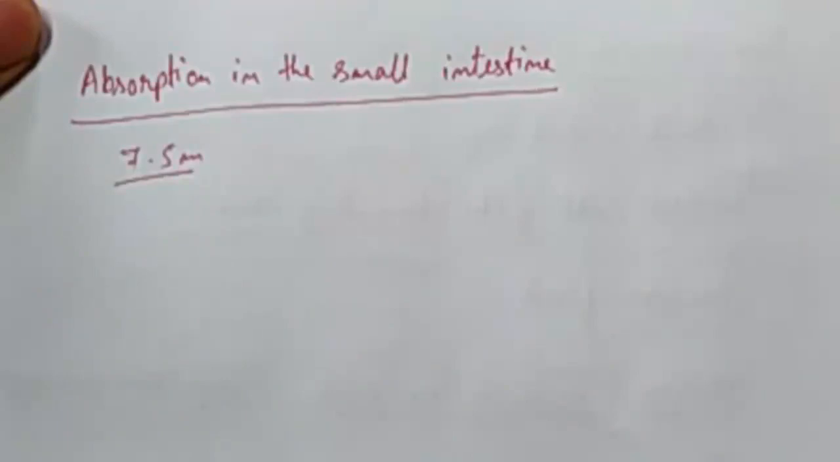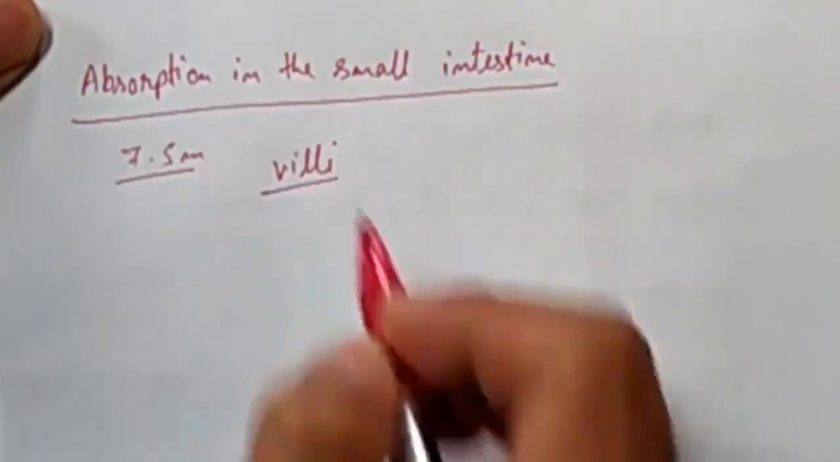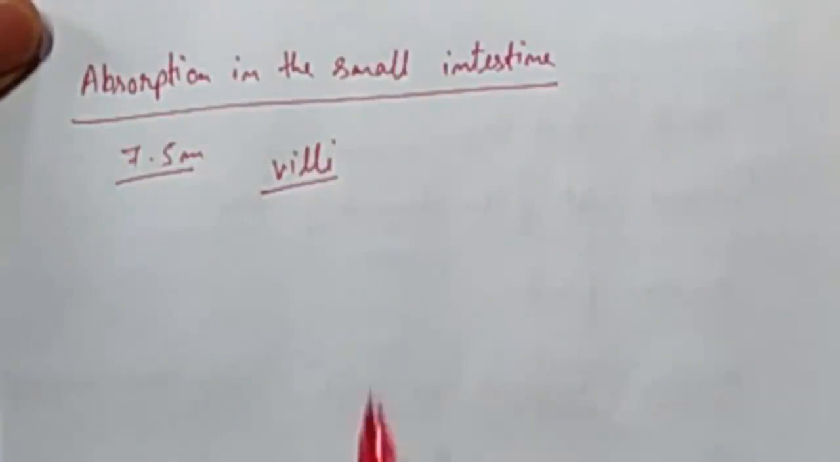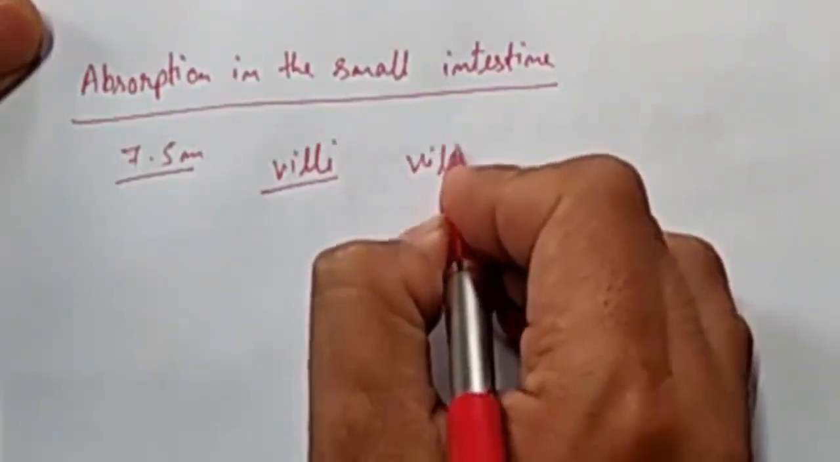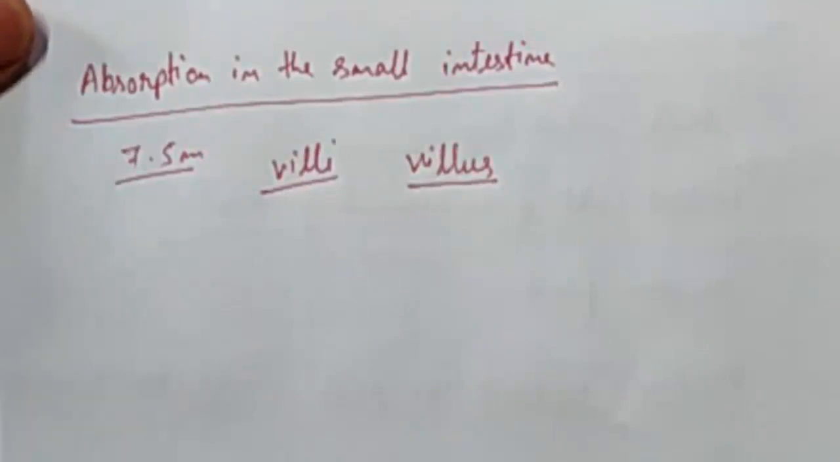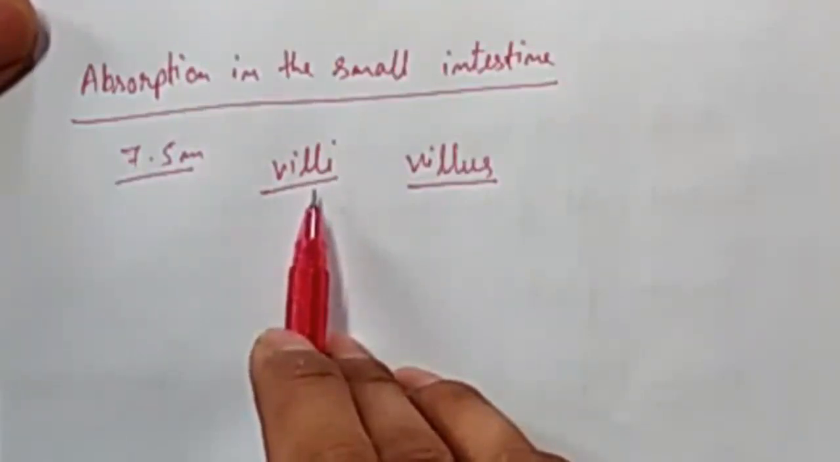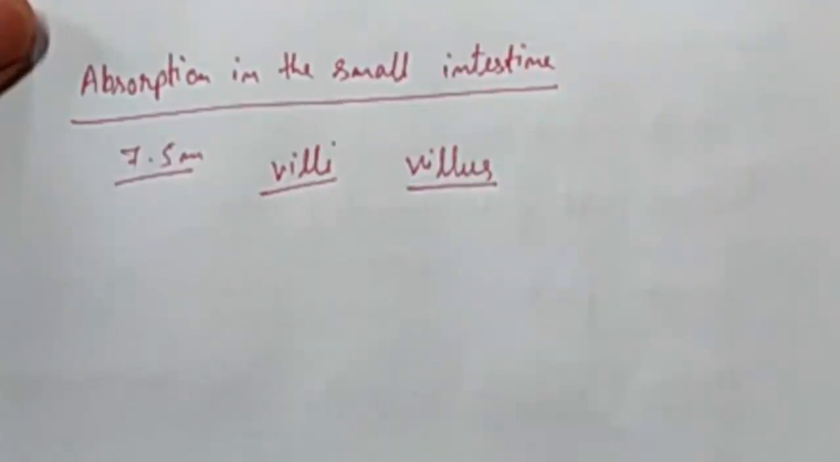There are thousands of finger-like outgrowths which are known as villi, and the singular form of villi is villus. This is the singular form and this villi is the plural form. These villi increase the surface area for absorption of the digested food, since the digested food from the stomach is again passed to the small intestine, and in this small intestine, in order to increase the absorption area, there are thousands of villi.